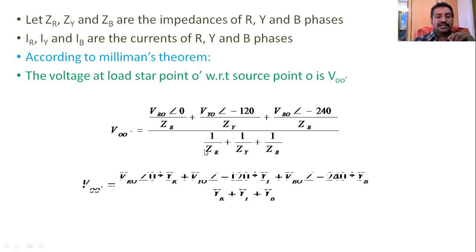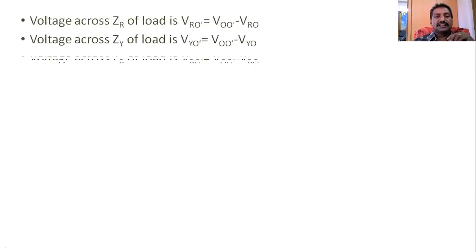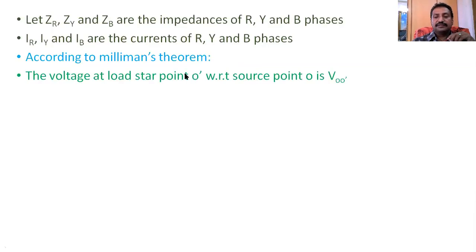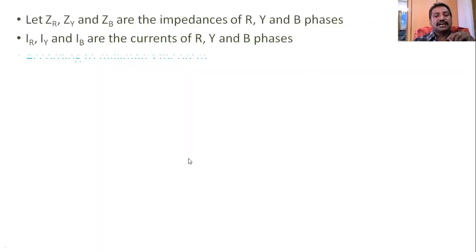So this is about the voltage across this, VO dash. Using this voltage, we want to calculate the voltage drops across RO dash, YO dash, and BO dash, meaning the phase voltages we need. After calculating this VO dash, we are able to calculate VRO dash, VYO dash, VBO dash, and also IR, IY, IB.